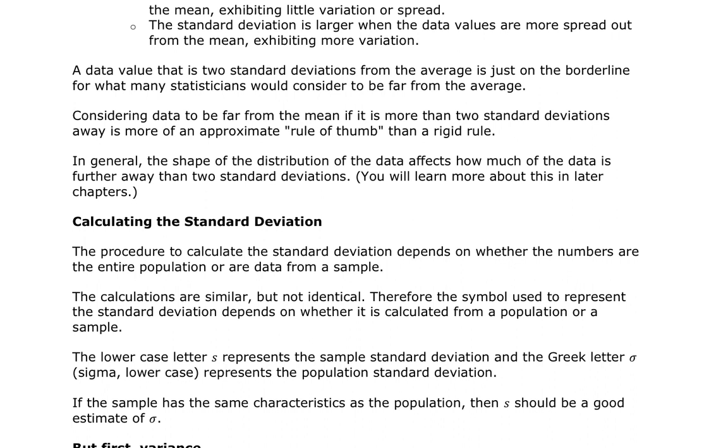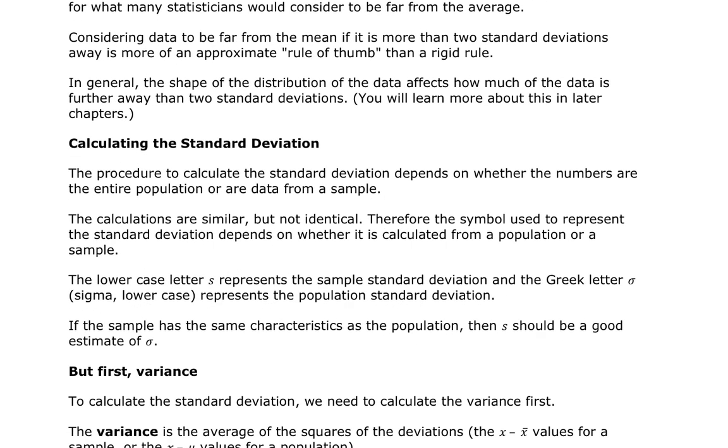In general, the shape of the distribution of the data affects how much of the data is further than 2 standard deviations, and we'll learn more about that and the z-scores. We're going to explain what a z-score is in this video, and then we're going to use it a lot more later. So this is the first time we're going to talk about a z-score. What the standard deviation is really depends on whether we're talking about the population standard deviation or the sample standard deviation.